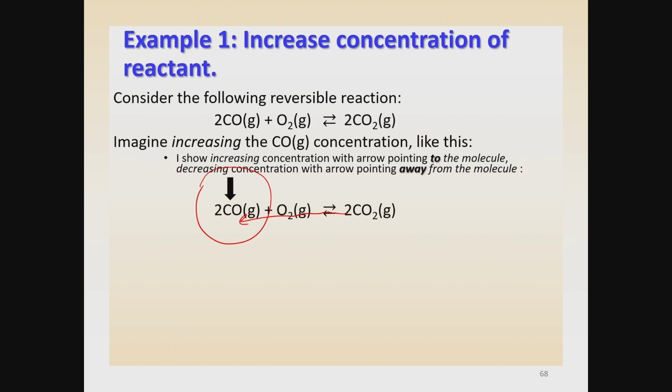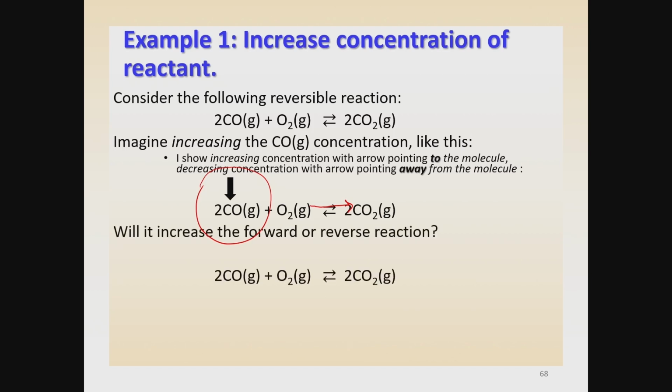You have increased carbon monoxide as the stress. Do you want to increase the reverse reaction to give you even more carbon monoxide? And the answer is no. So here, if the stress is increased carbon monoxide, what will happen is that this reaction will increase the forward reaction to take the carbon monoxide away. And so the way I indicate that is with this arrow here. And so you can see the forward reaction increases to take the carbon monoxide away.